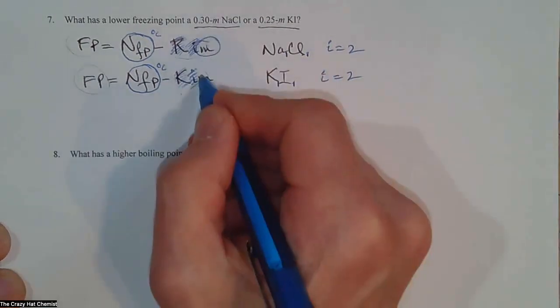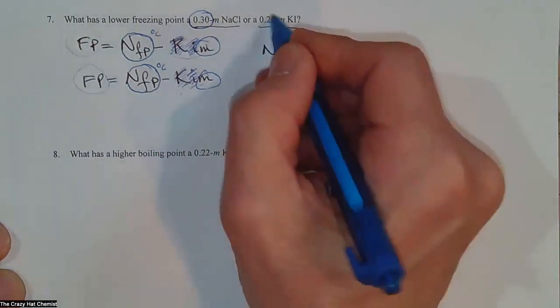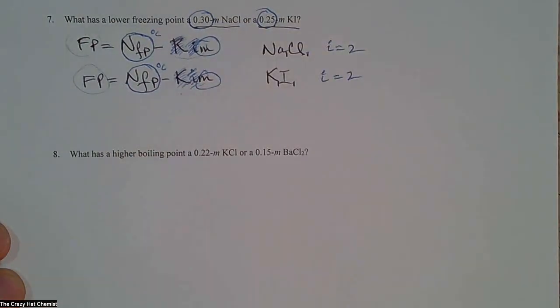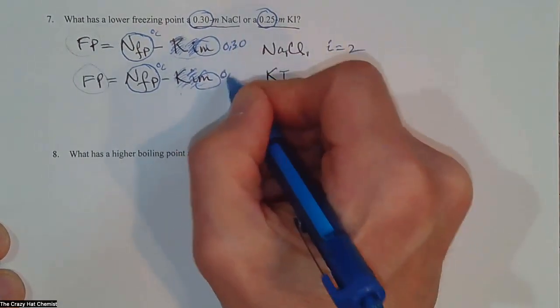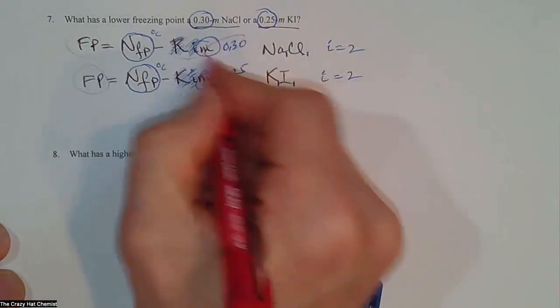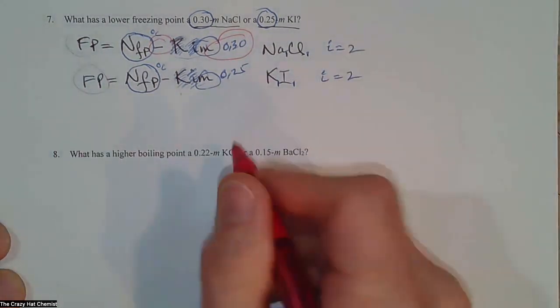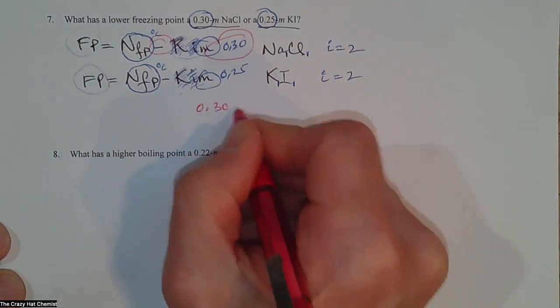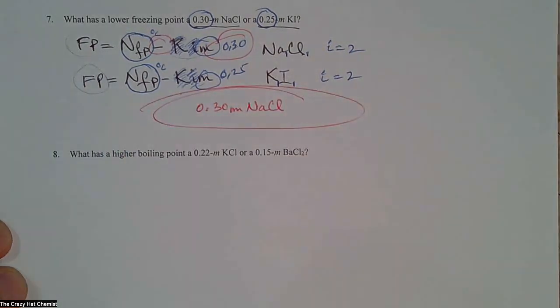So now I'm looking at the molality. Okay, I have a 0.3 molal and a 0.25 molal. And so this is 0.30 and this is 0.250. Which is the larger number? Well, this one is the larger number. Therefore, it will be the lower freezing point. So which one has the lowest freezing point? 0.30 molal of NaCl. That is your answer in comparison to the potassium iodide.